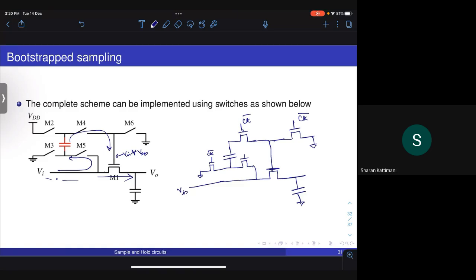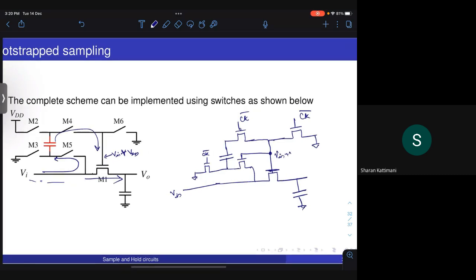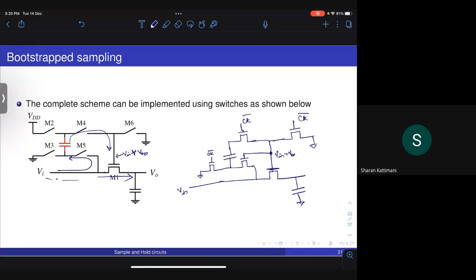Therefore, since M5 is on whenever M1 is on, we can connect the gate of this also to the gate of M1. So whenever you get Vin plus VDD here, both M1 and M5 will have a fixed resistance to charge the output. Okay, so we have finished most of the transistors. All that remains is M2. Again, M2 has to pass VDD, so definitely it should be a PMOS transistor.